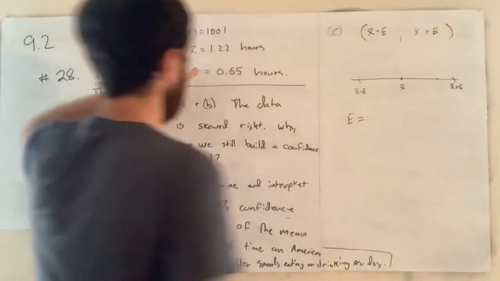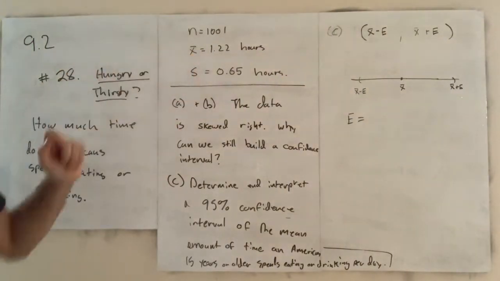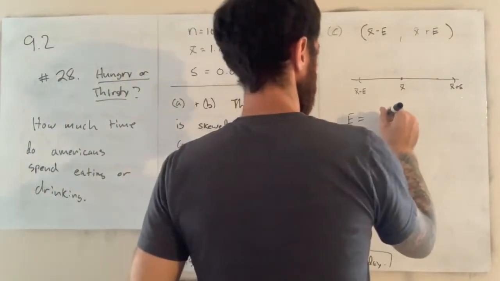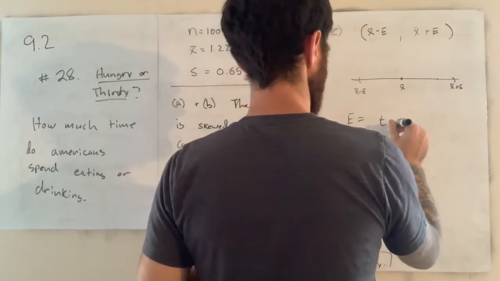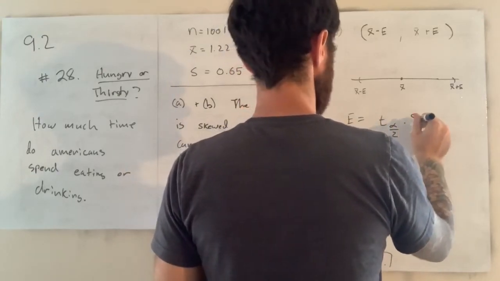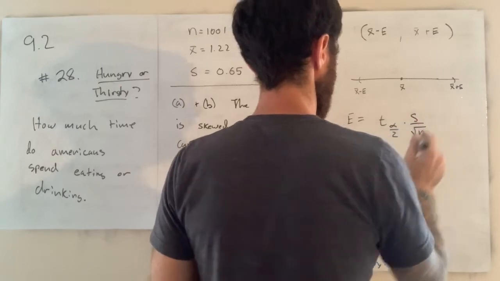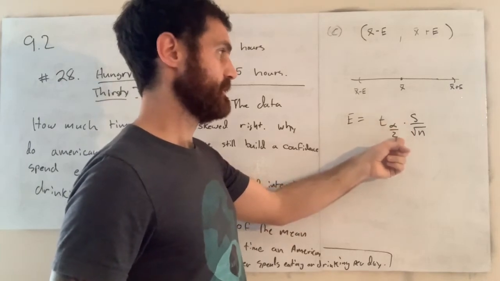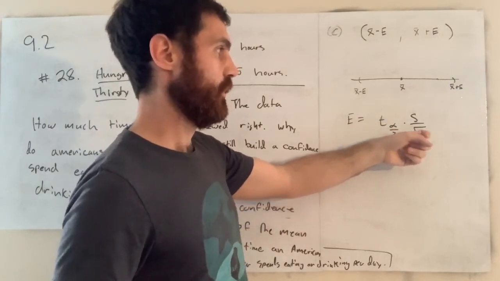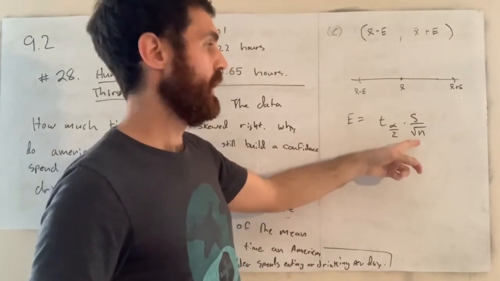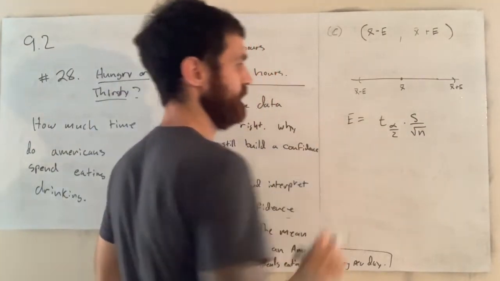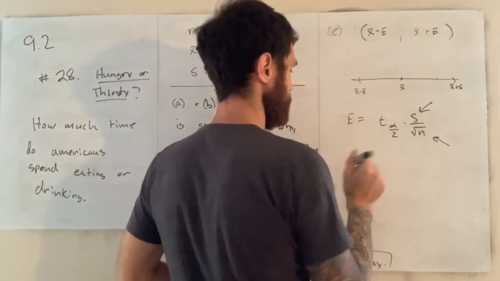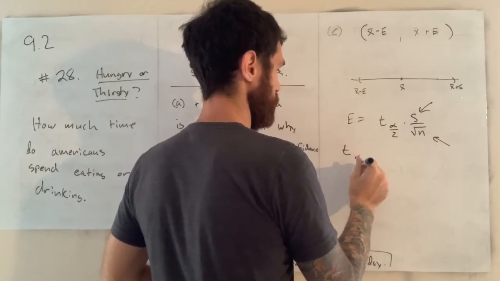But remember, when you're working with a sample mean, you have to use the t distributions. So you have to use t sub alpha/2 times s over the square root of n. Remember, this is just t sub alpha/2 times our standard deviation over root n. But how do we find this t value? So we know what this is. We know what this is. How do we find the t value?